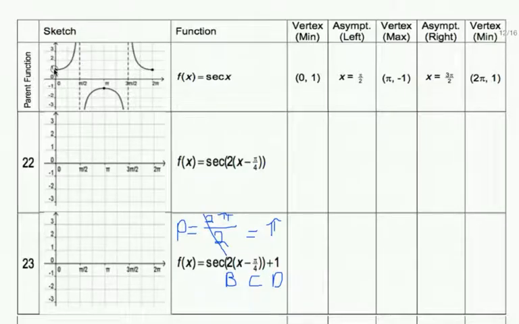Normally our graph starts here and ends here, but we're going to shift it too. It's only going to be half as wide, and we're also shifting it to the right. So to each x value, you're going to divide it by 2 and then add pi over 4 to it. So 0 divided by 2 is just 0, but when we add pi over 4 to it, we get pi over 4.